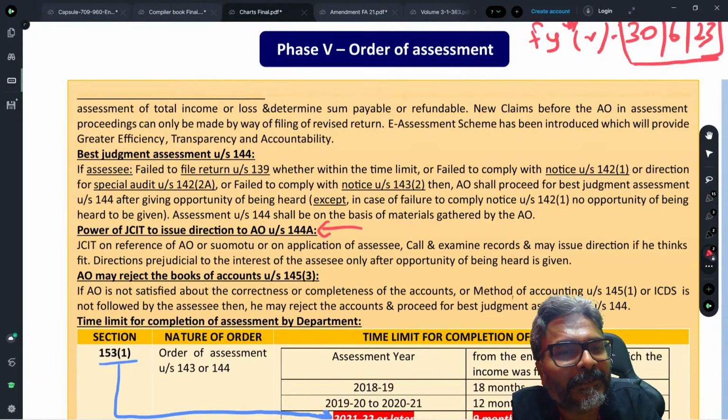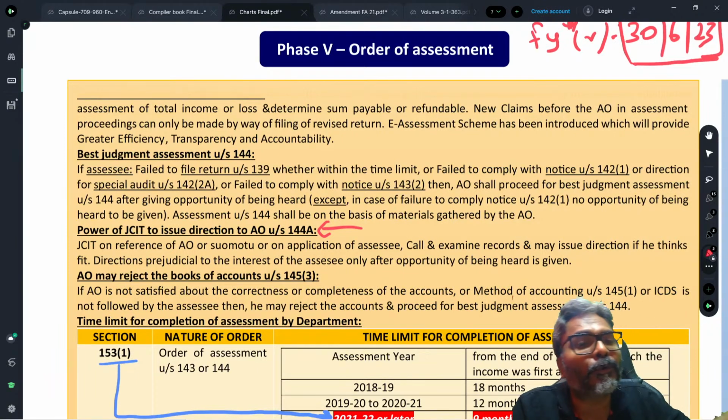And last but not the least, students, in this case the JCIT can act suo moto. Suo moto means from himself. He can make this particular direction to the AO so that he can do it. Suo moto, he can give the direction. And that exactly is the point.